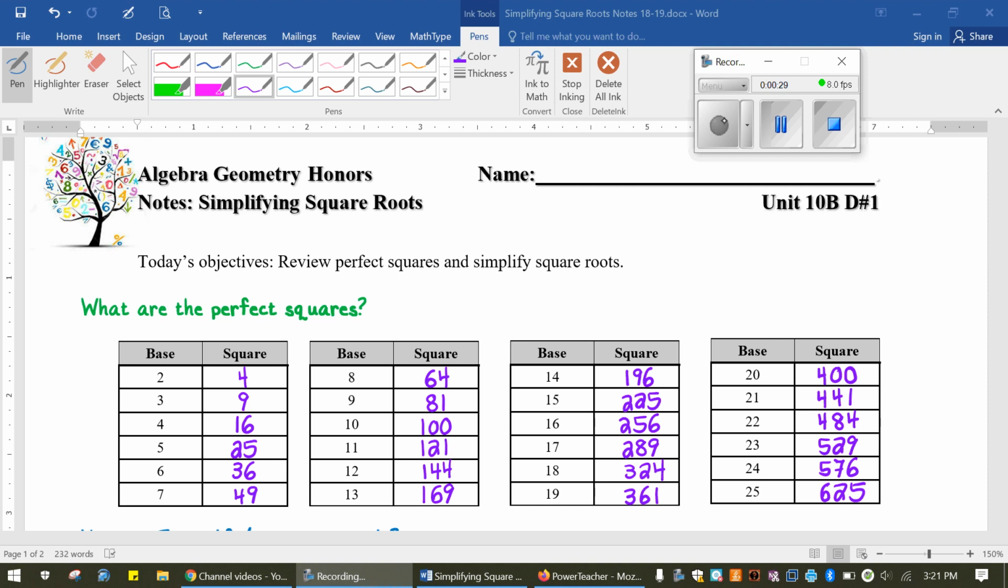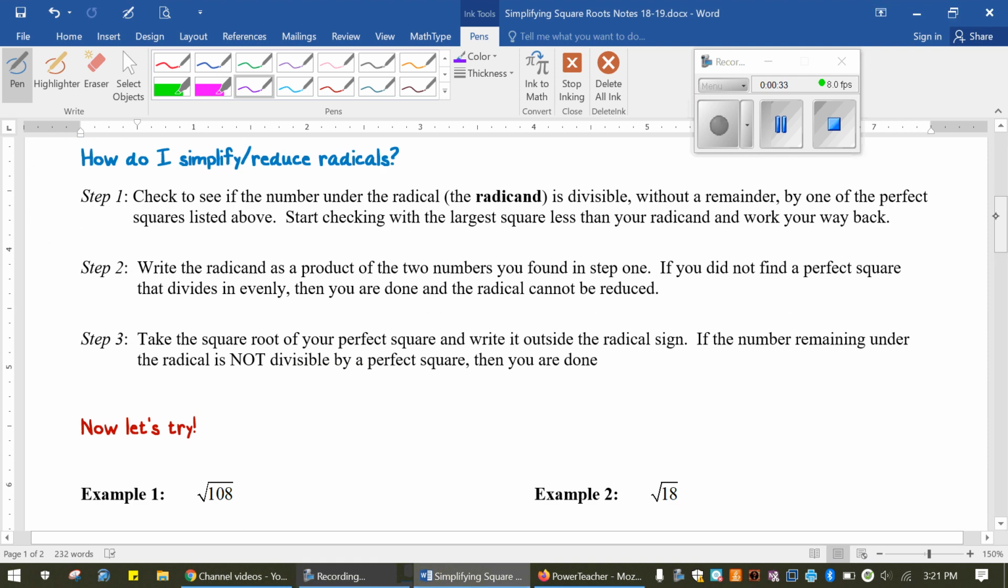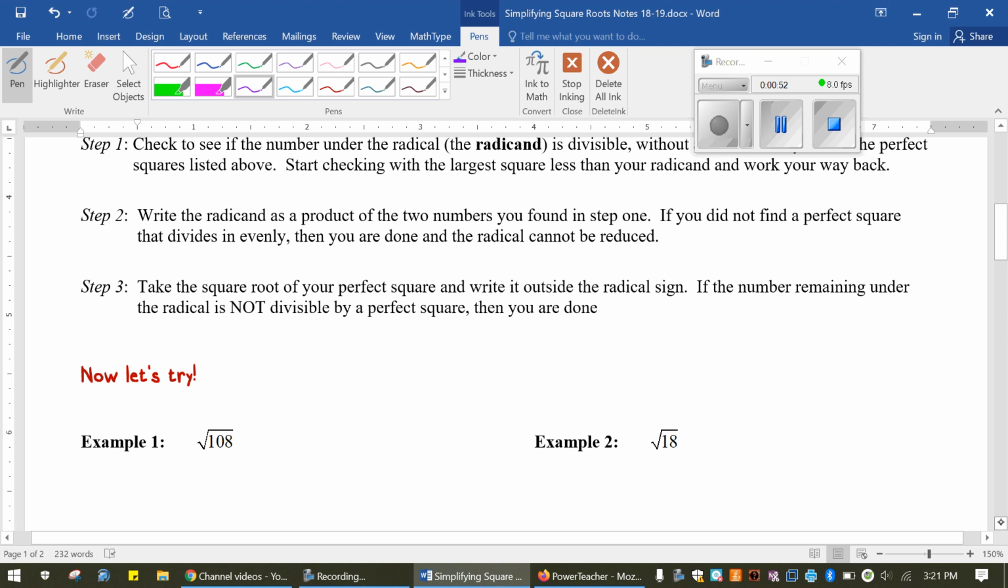Okay, so now that the table is filled out, let's look at the steps that we need to do in order to simplify or reduce the radicals today. First step is to check to see if the number underneath the radical, that's the radicand, is divisible without a remainder by one of the perfect squares that's listed above. So there's a couple of different ways we can do this.